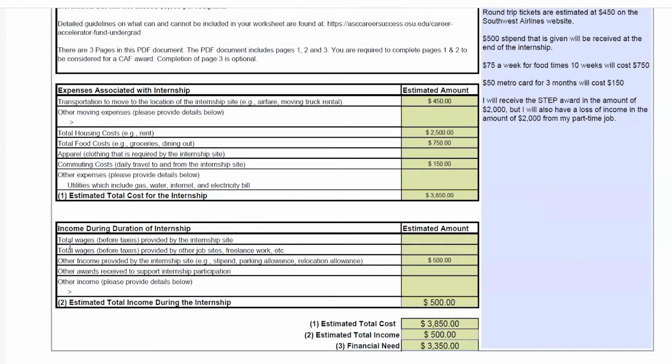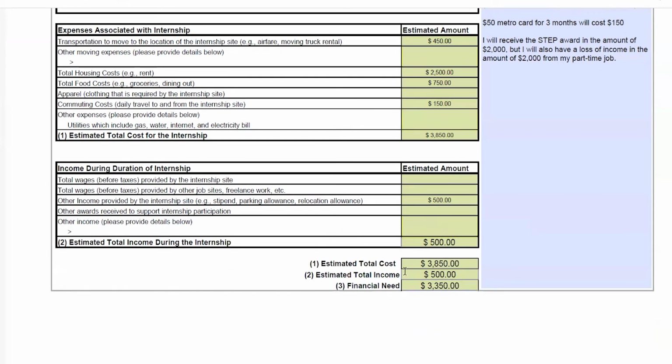In the third box, this is income during duration of internship. This is an unpaid internship. The student will not be working another job, but they will receive a $500 stipend from the internship. However, the $500 is not received until the internship is completed. So the estimated total cost is $3,850. There's a $500 stipend the student will receive. So the financial need is estimated at $3,350.